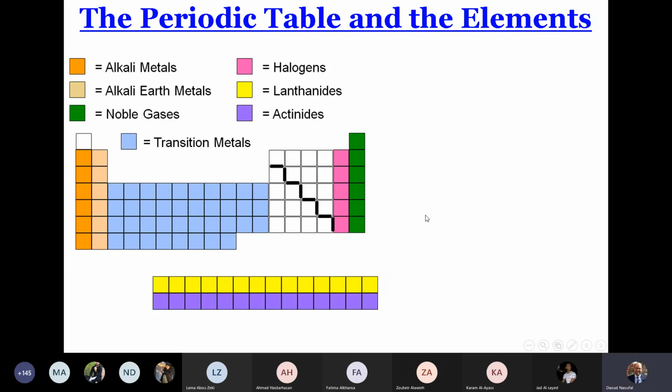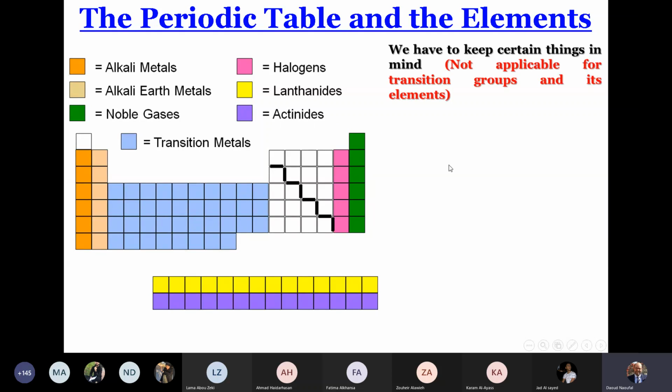So we have to know that we have 4 blocks: block S, block P, block D, block F. In block S, we have 2 families: alkali metals and alkaline earth metals. In block P, we have 6 families: the group of boron, the group of carbon, the group of nitrogen, the group of oxygen or chalcogens, the halogens, and the noble gases. And in block F, we have 2 families: the lanthanides and the actinides.